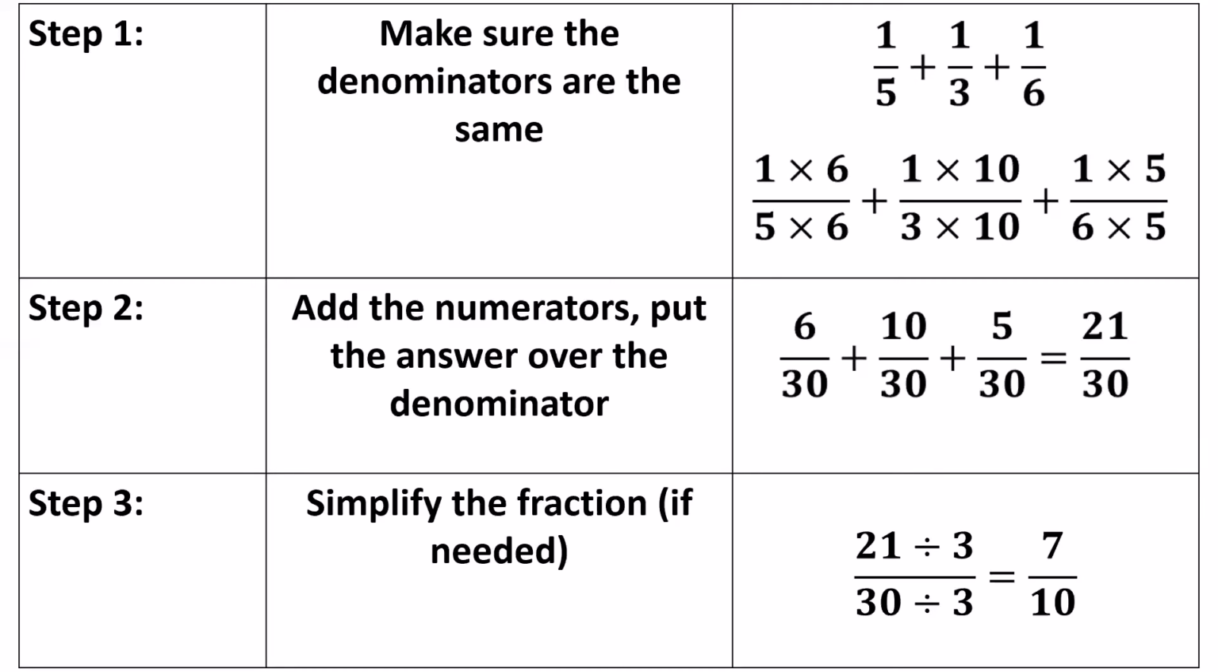We're going to divide top and bottom by 3, and we would end up with 3 goes into 21 7 times, 3 goes into 30 10 times. Our numerator will be 7, our denominator will be 10. Our answer would be 7/10.